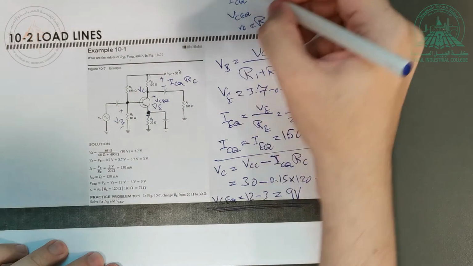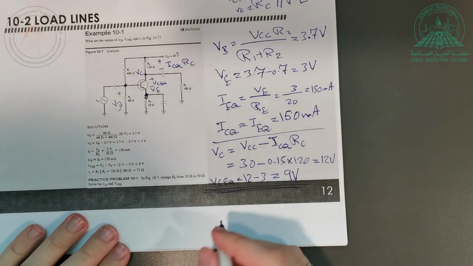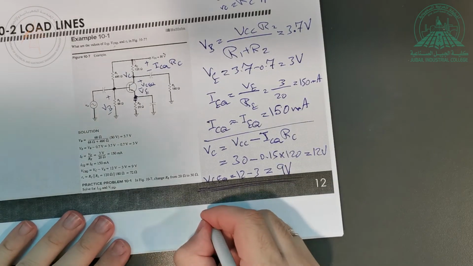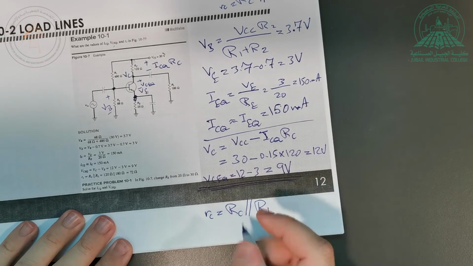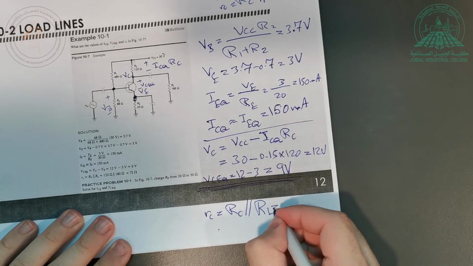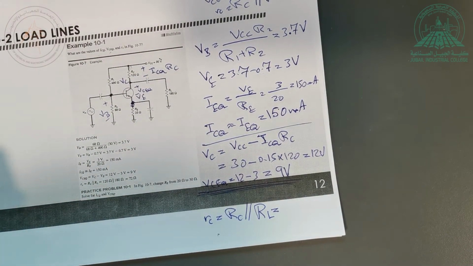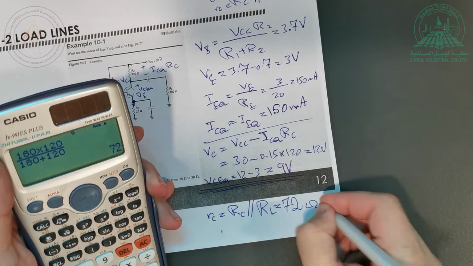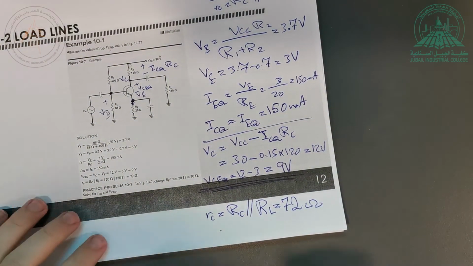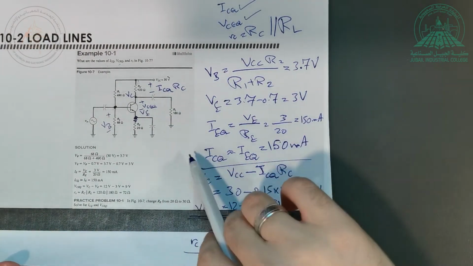So we know now what is ICQ, and we know VCEQ. So finally we can get RC, very simple. RC is equal to RC in parallel with RL. So it's equal to how much? Take these two in parallel, 120 and 180. So it's equal to 72 ohms. So we obtained all the required parameters that we need now. All these three parameters that we need.